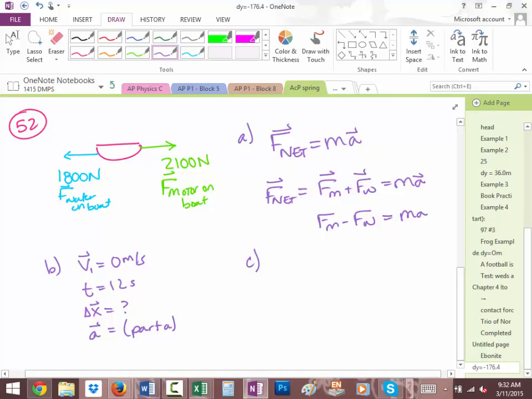And then part C. What will its speed be? So what are they wanting to know? Final velocity. You know its initial velocity. You know its time. You know the acceleration because you found that in part A. So you can do that one too.